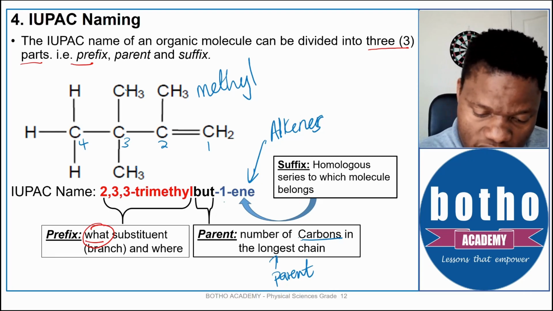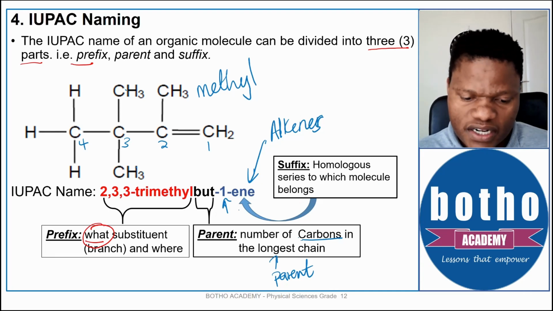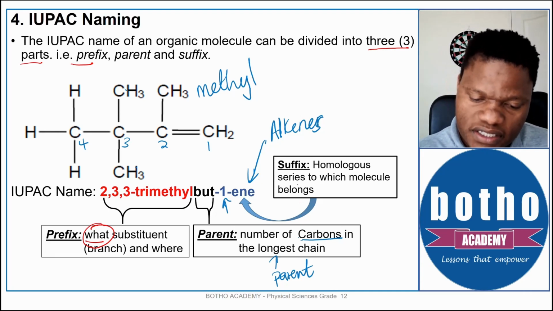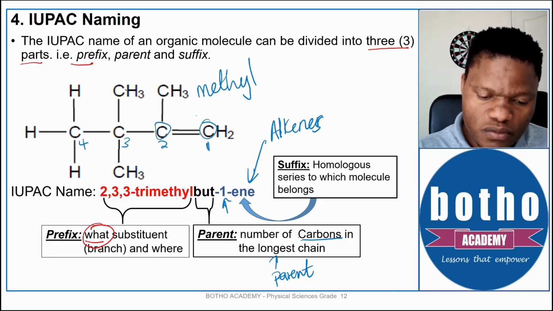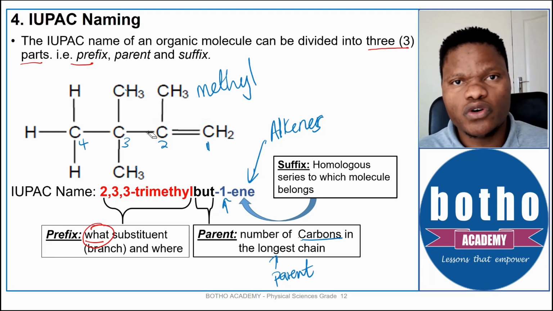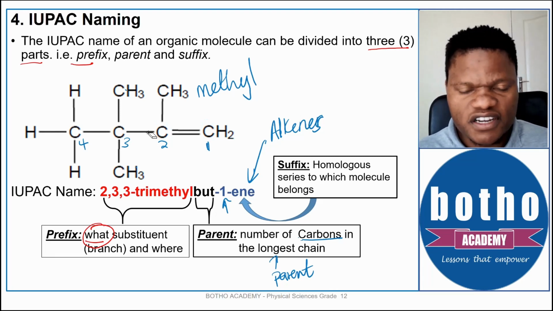Now there's a number 1 that goes with the ene there. The number 1 is telling us where the functional group is. The functional group is at carbon number 1. As you can see, there's carbon 1 and carbon 2, so the double bond is between carbon 1 and carbon 2. We always use the smaller number to represent the position of the functional group.